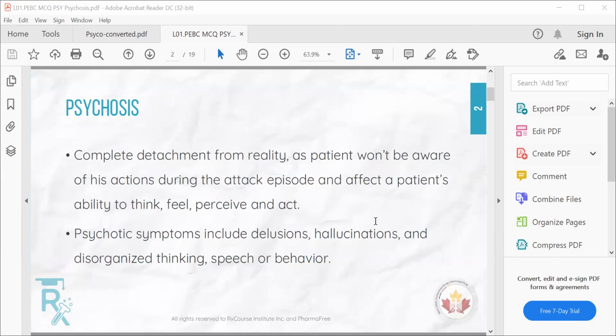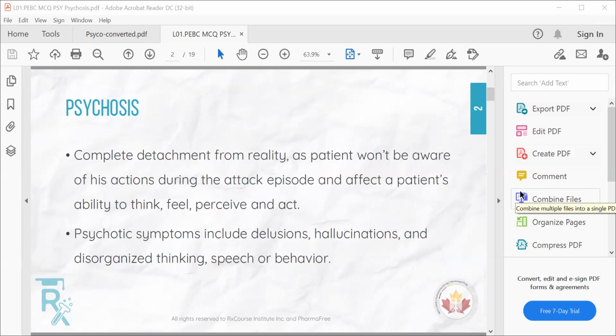So now, let's see again what we said, but in a detailed way. This is a definition of psychosis: complete detachment from reality, as the patient won't be aware of his actions during the attack episode. Some people define it as craziness. When you describe someone as crazy, it is because he is detached from reality: unrealistic thoughts, unrealistic behavior.